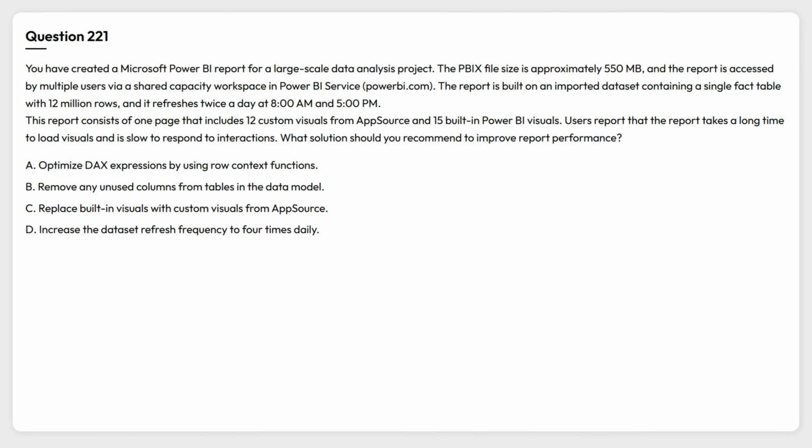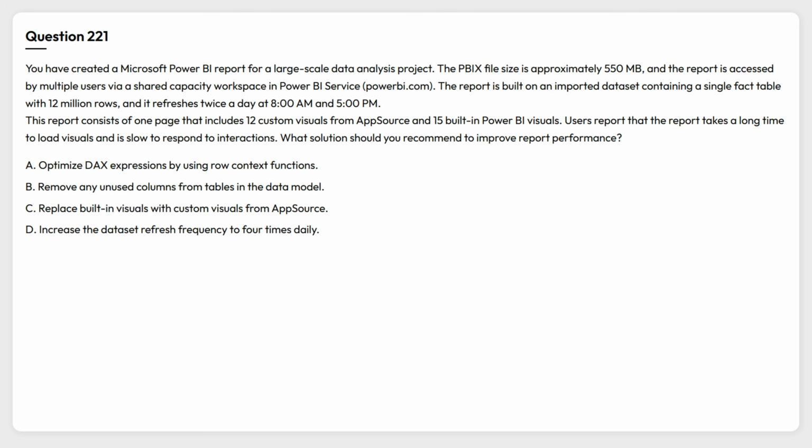The report is built on an imported dataset containing a single fact table with 12 million rows, and it refreshes twice a day at 8 a.m. and 5 p.m. This report consists of one page that includes 12 custom visuals from app source and 15 built-in Power BI visuals. Users report that the report takes a long time to load visuals and is slow to respond to interactions. What solution should you recommend to improve report performance?